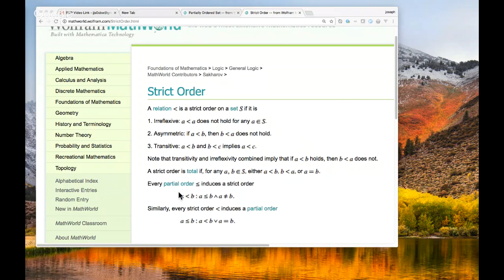But then it says every partial order induces a strict order, and every strict order induces a partial order, right? So a partial order is going to need the equality, which is reflexive and symmetric. So there's uncertainty there. So we're trying to eliminate that uncertainty because that uncertainty introduces complexity.